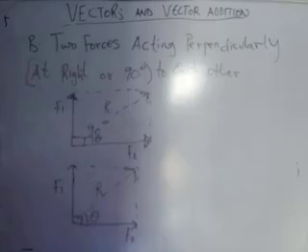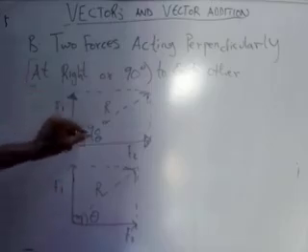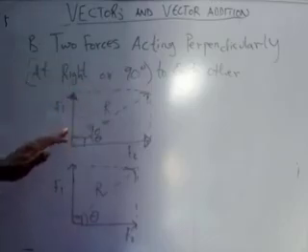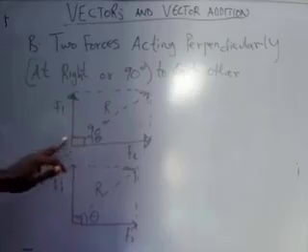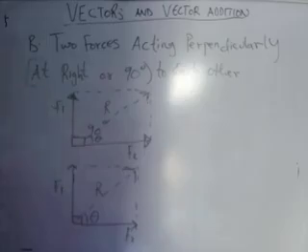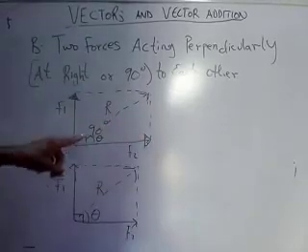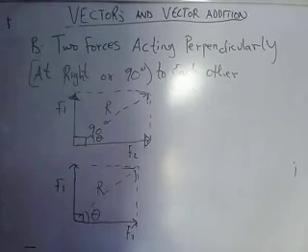So two forces acting perpendicular to each other, the resultant is the diagonal of the rectangle. You get it? And the diagonal starts between F1 and F2. It's not this way, it's this way, between F1 and F2. It's where the diagonal comes out from.